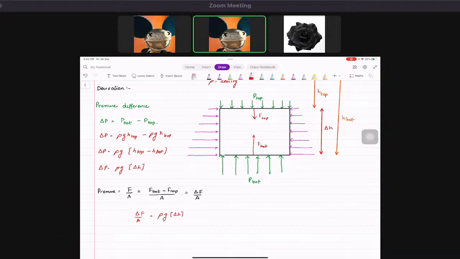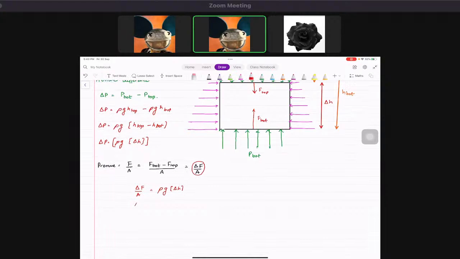So basically what I did was I equated this to this. Do you understand this? Both are pressures, right? That's fine. Then I could say that this difference in force, if I multiply A there, is going to be rho g delta H times A. Can I do that?